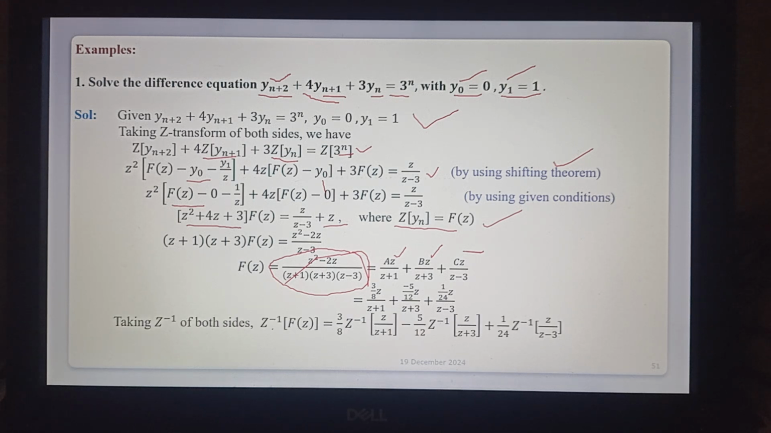So z inverse of f of z is equal to 3 by 8 into z inverse of z by z plus 1, minus 5 by 12 into z inverse of z by z plus 3, plus 1 by 24 into z inverse of z by z minus 3. That is equal directly by using the formula. Z inverse of f of z means the sequence yn. So yn is equal to 3 by 8 into minus 1 power n, minus 5 by 12 into minus 3 power n, plus 1 by 24 into 3 power n. So this is the required solution of the given difference equation.